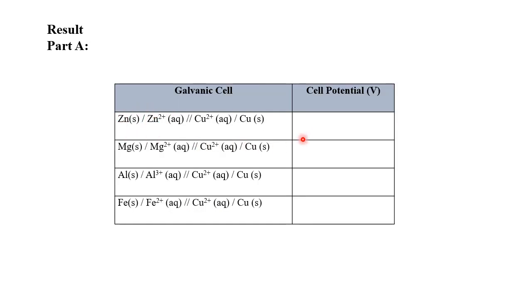After you take the cell potential of zinc versus copper, you have to continue the experiment by using magnesium versus copper, replacing with the magnesium half cell. Then the third one is the aluminium half cell, and the fourth one is the iron half cell. You must remember that when we change the electrode, the solution also has to change. For this one, magnesium sulfate, this one aluminium nitrate, and this one iron sulfate.